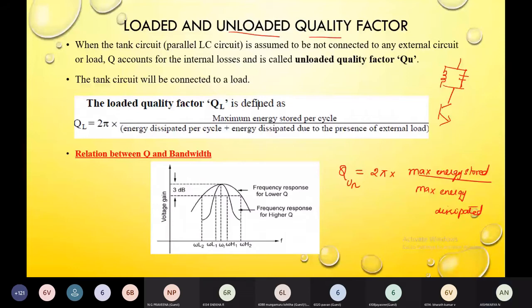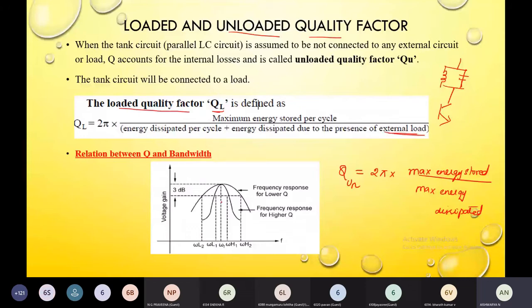Suppose you connect your external load also, then your quality factor is called the loaded quality factor. It is defined by QL, which is equal to 2 pi into maximum energy stored by maximum energy dissipated plus the energy dissipated due to the presence of the external load. This is the difference between unloaded quality factor and loaded quality factor.